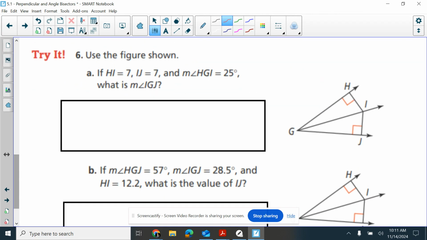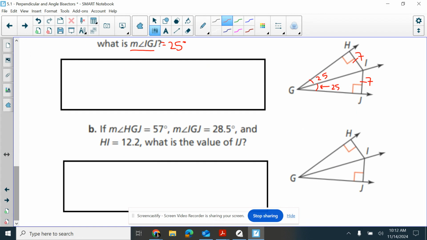Another one. HI is 7. So if this is 7, IJ is 7. If these two are congruent, this would be the converse of the perpendicular bisector theorem. If those pieces are congruent, if we're working backwards, that means that these two angles have to be congruent. So if HGI is 25, then the other side also has to be 25. That's what we're looking for. That side is 25, so the measure of IGJ is going to be 25. We're just working backwards, doing the converse to answer that question.